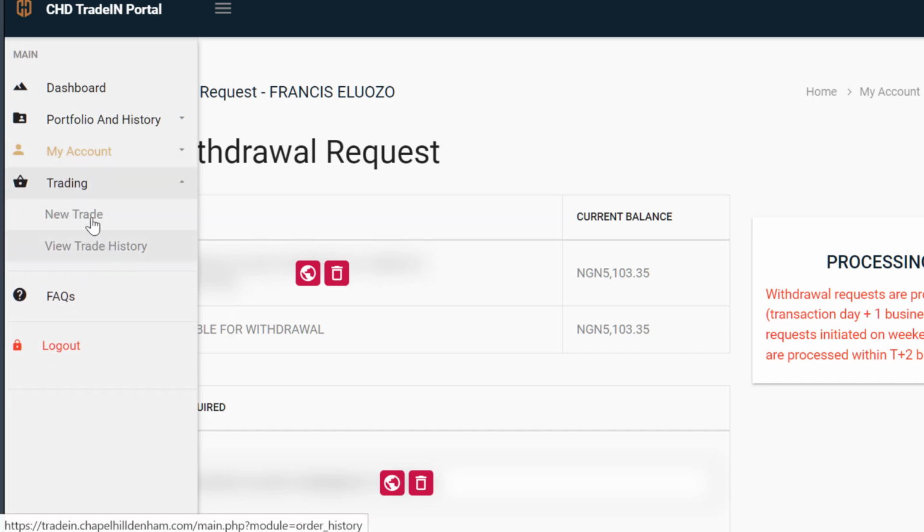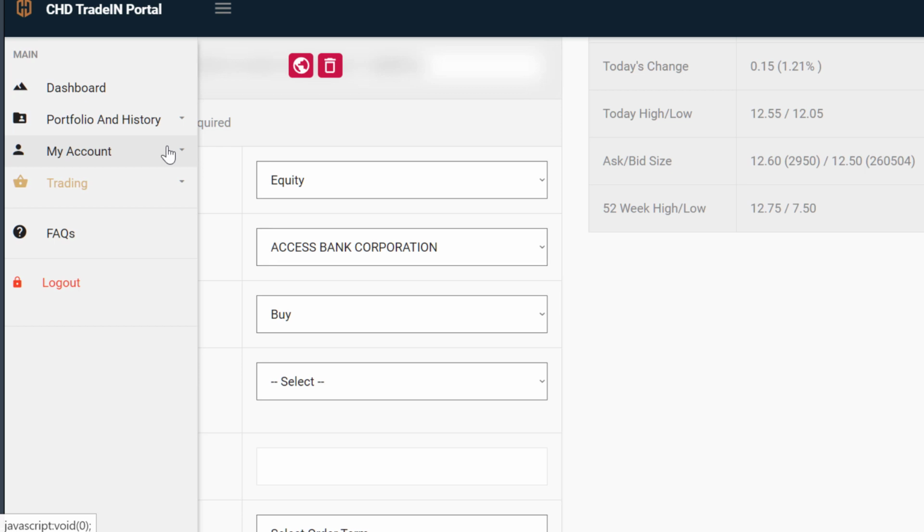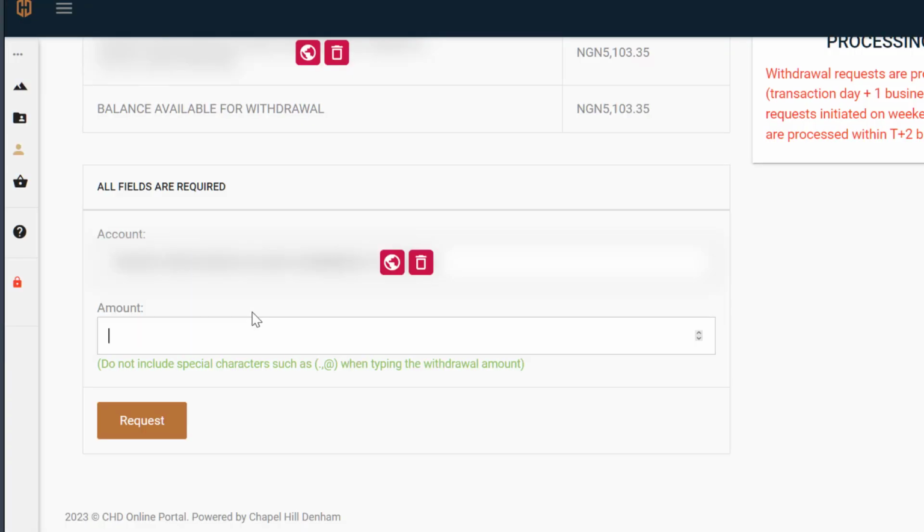If you want to buy shares again, you can go to trading. You now see that our purchasing power has increased to the money we have, and we can withdraw. It's now in the green. Equity is down now to 169. For the purpose of this video, I'm going to head back over to withdraw and withdraw this money into my account so that we can complete the full cycle. Yeah, I'm going to select the amount. Let's just do the 5,000.